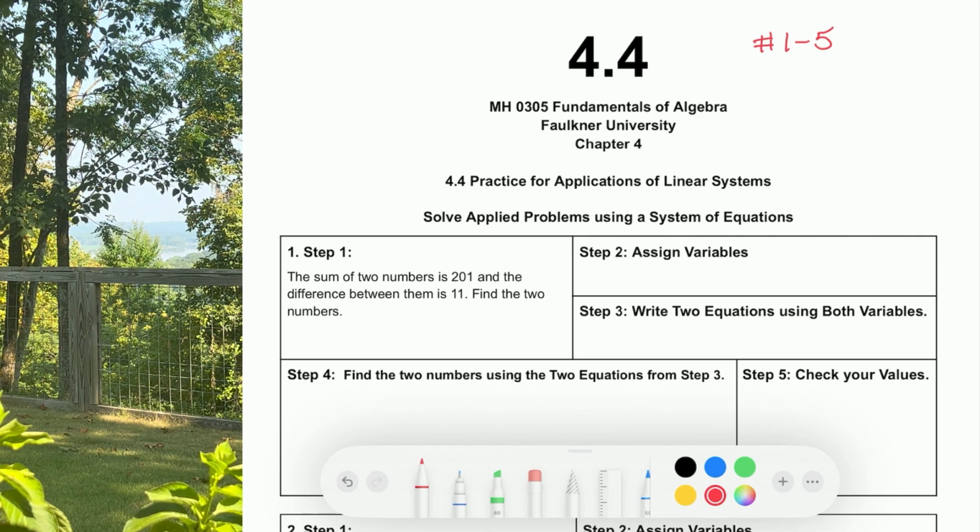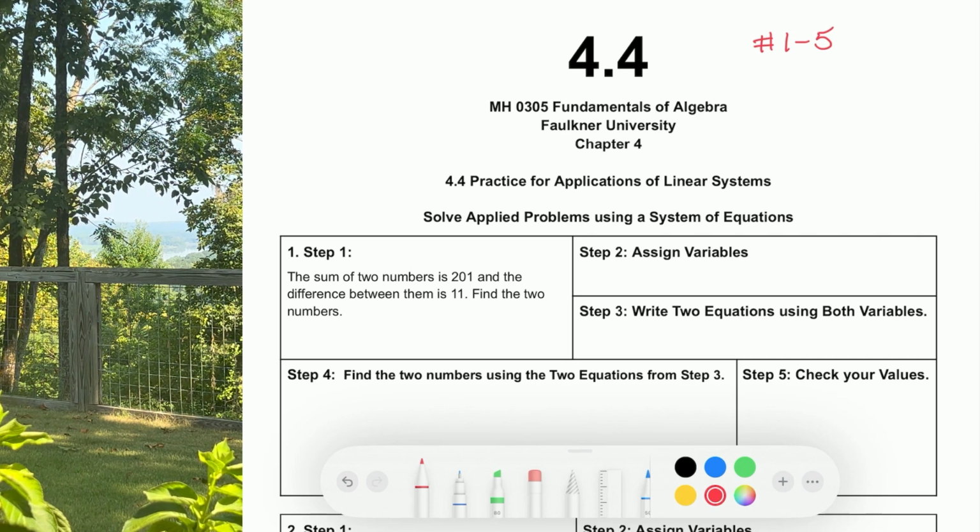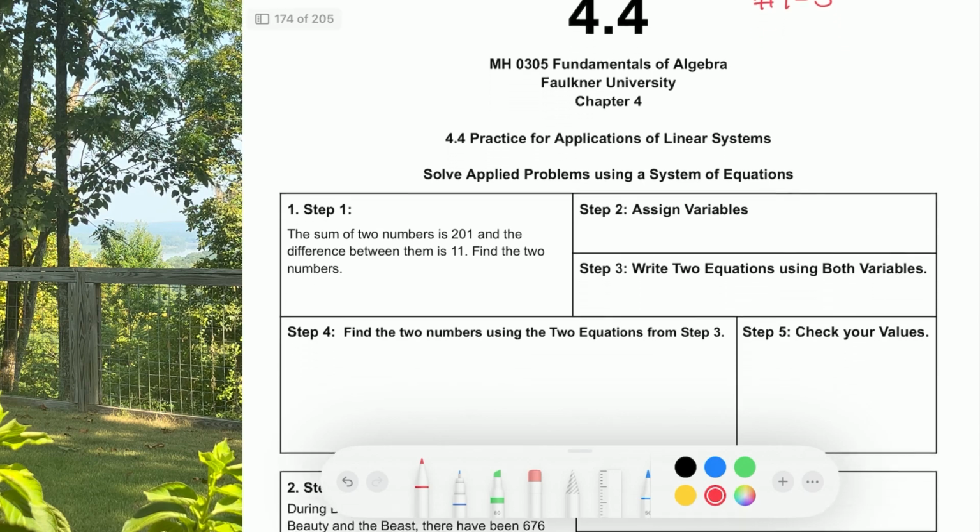In this video, we will just cover problems 1 through 5, and then I will have a second video covering problems 6 through 10. Word problems take longer, and I don't want the videos to be any longer than they have to be, so I've divided this section of practice problems up into 2 videos for you. All right, so let's start with number 1.